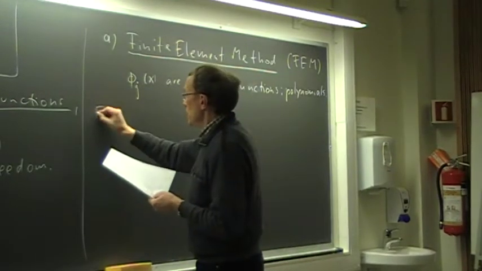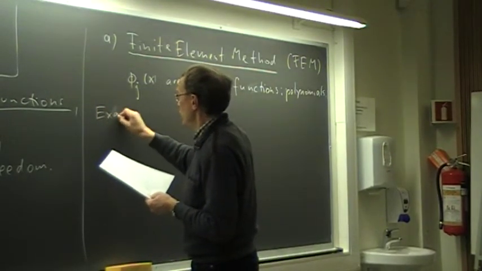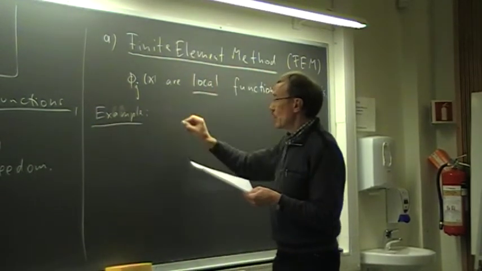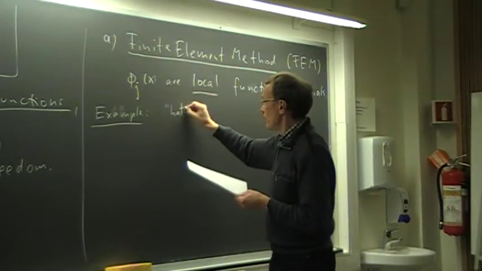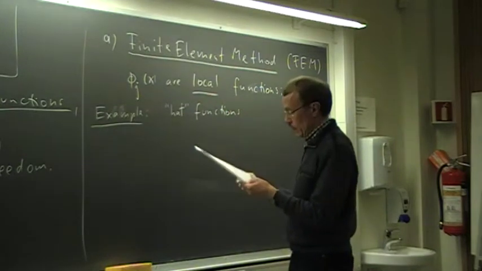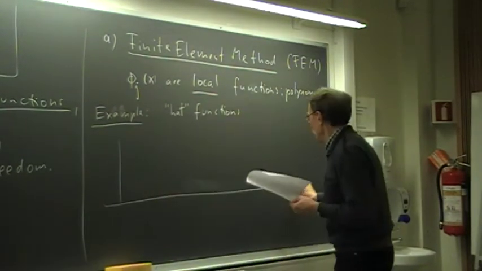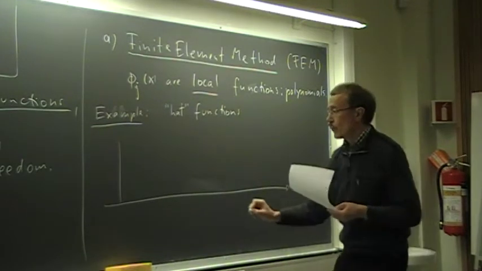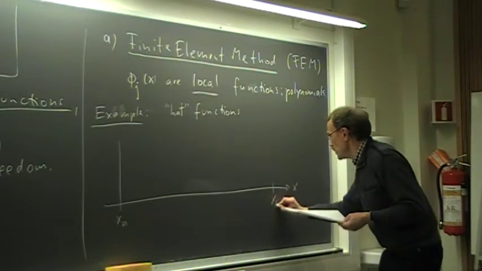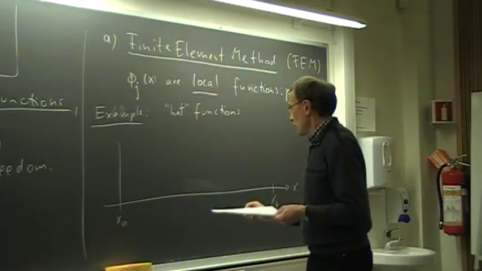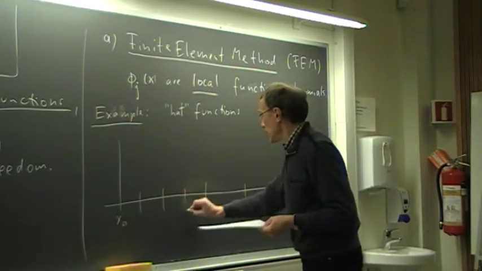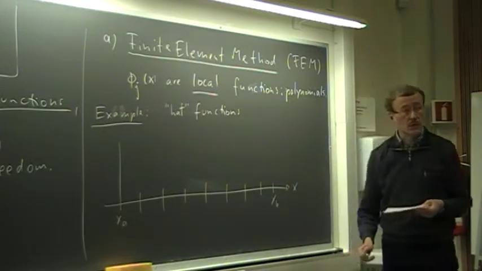And the example, when you do a finite element method, you would do that in the first place. That would be the so-called hat functions, and they look like that. We have our interval from xa to xb. And then we have also here our grid points, or we call them nodes here, like in the finite difference method, or the faces of the finite volume method.